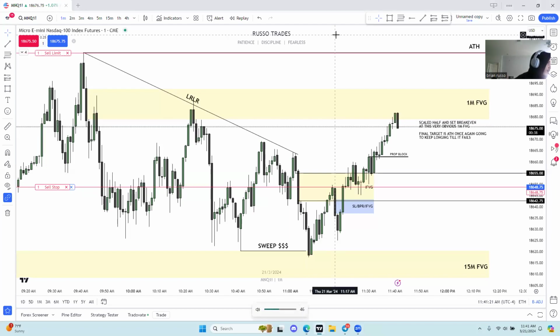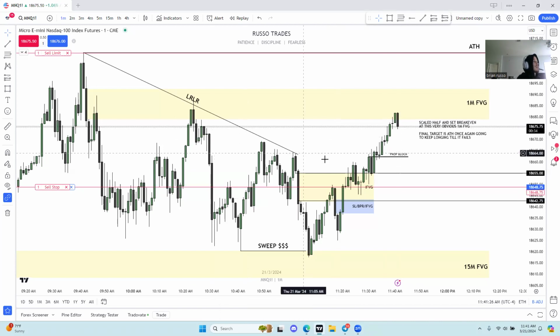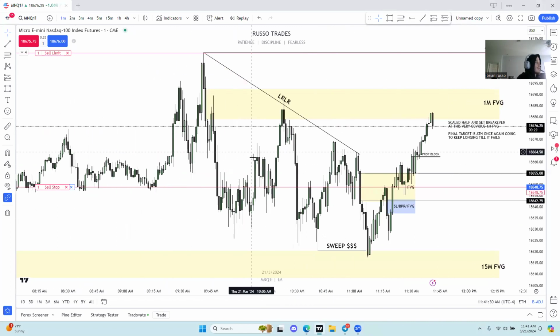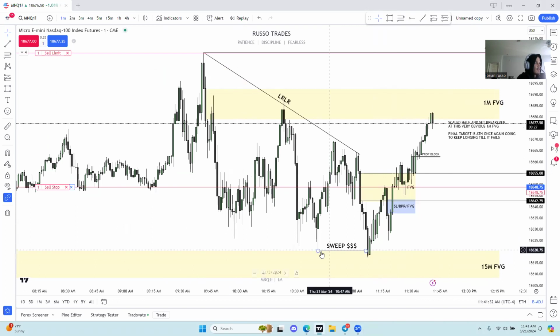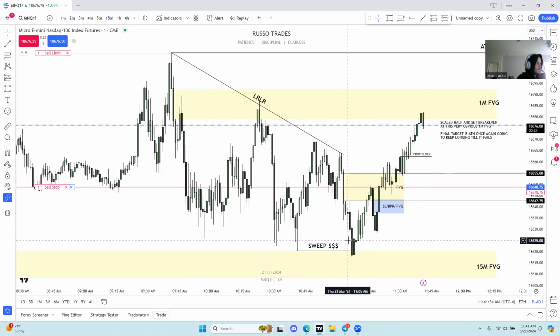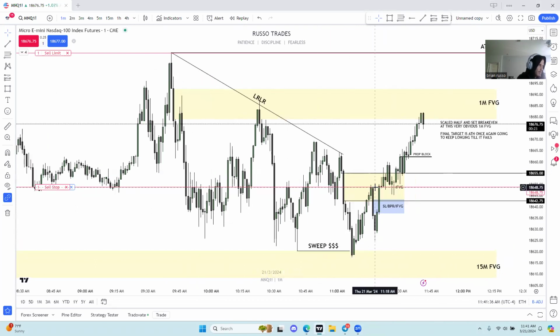Just wanted to make another video actually about the difference between A plus setups and just random setups. So this right here is just so textbook. We had a 15-minute fair value gap. We swept a lot of liquidity. We got a nice momentum here, and then we inverse this fair value gap.